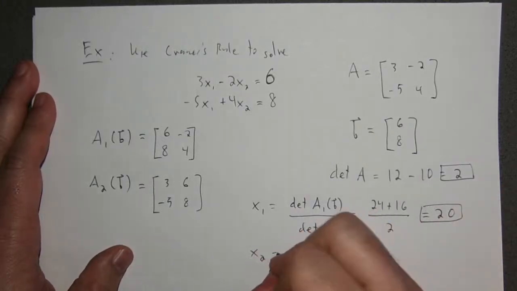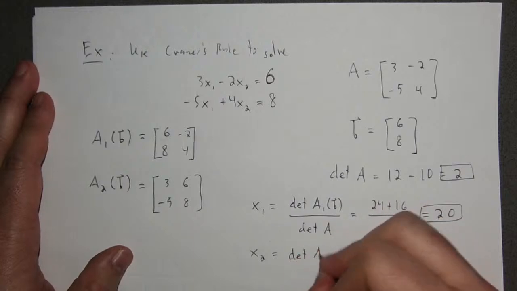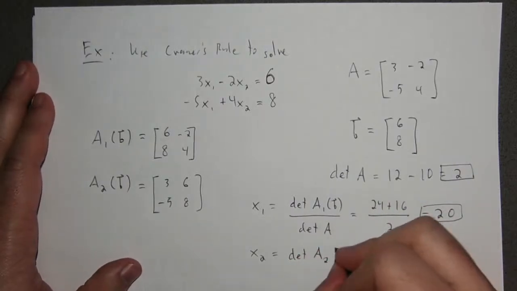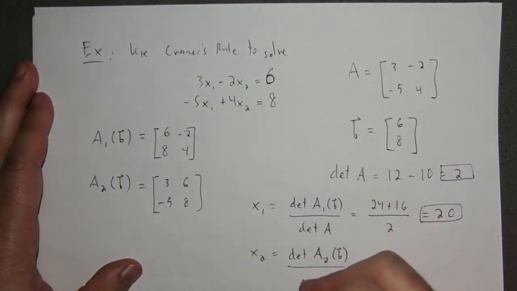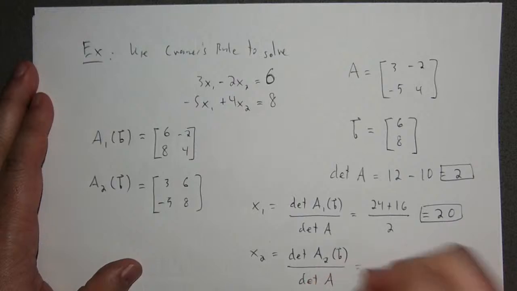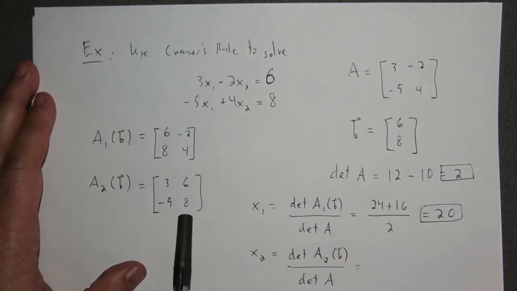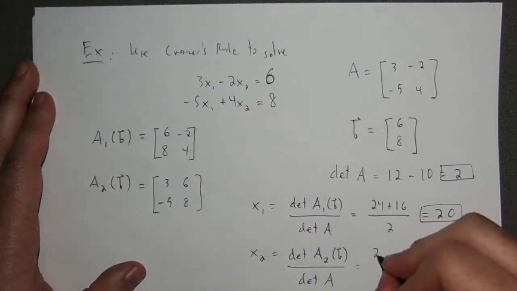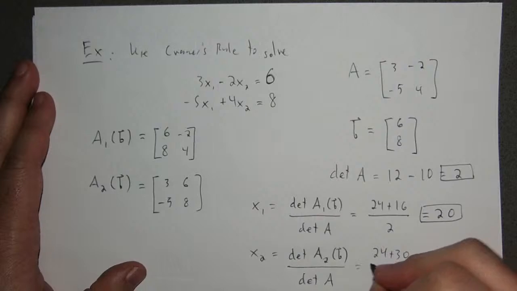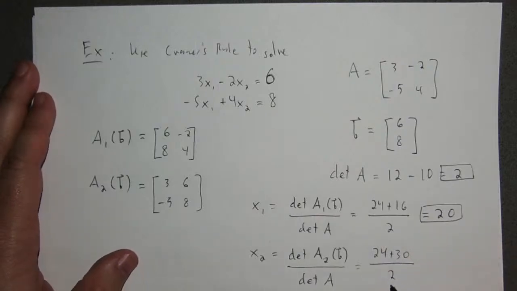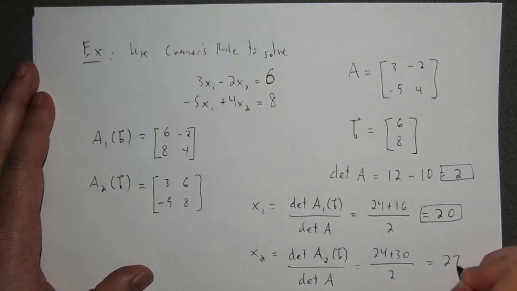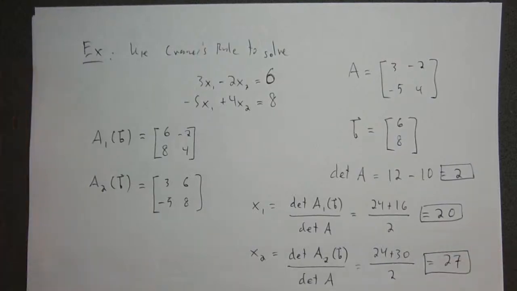And x sub 2 is the determinant of A sub 2 of B over the determinant of A. So the determinant of A sub 2 of B is 24 plus 30 divided by 2. So 54 divided by 2, so that's 27. Yeah. So that's it.